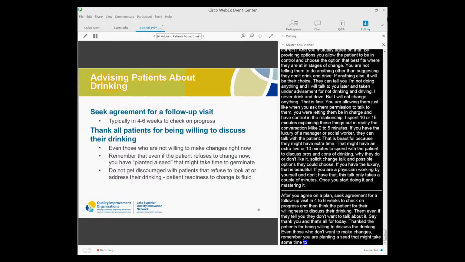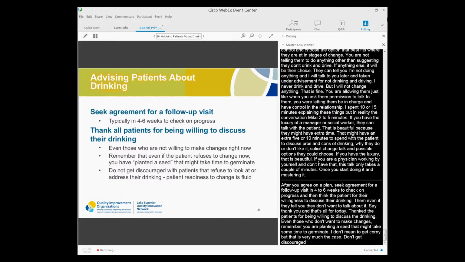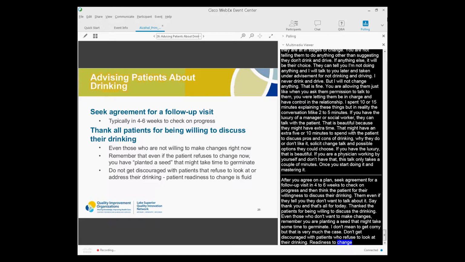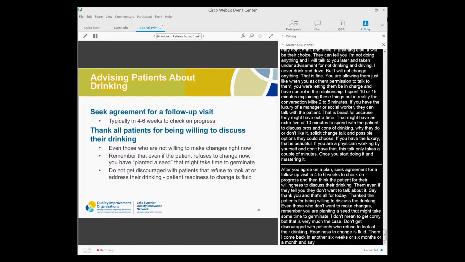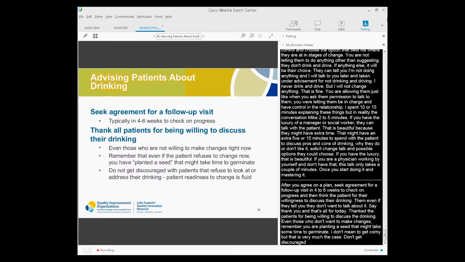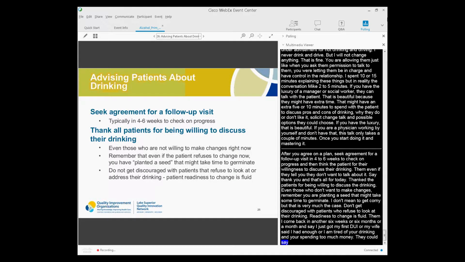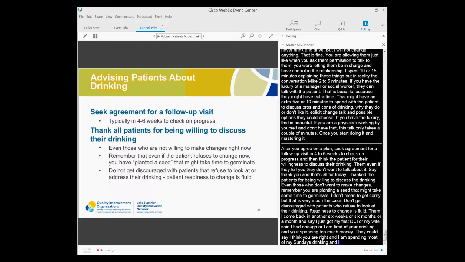And don't get discouraged with patients who refuse to look at their drinking. Readiness to change is fluid. They might come back in another 6 weeks or 6 months or a month and say, maybe after they got their first DUI or after their wife has finally said, I've had enough, or I'm tired of your drinking and you're spending too much money, or they come to you and say, hey, guess what, I think you're right, I am spending most of my Sundays drinking and I don't like that. I don't get to spend that time with my kids, whatever. Readiness to change is fluid, and they could change. They might stay where they're at.